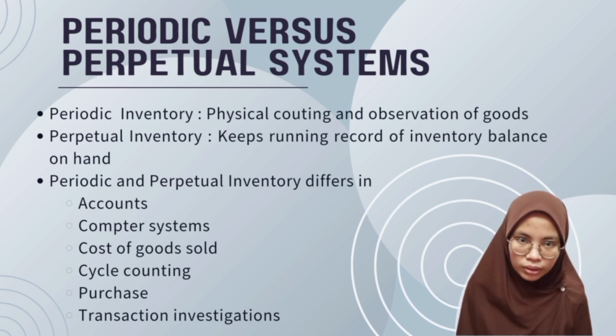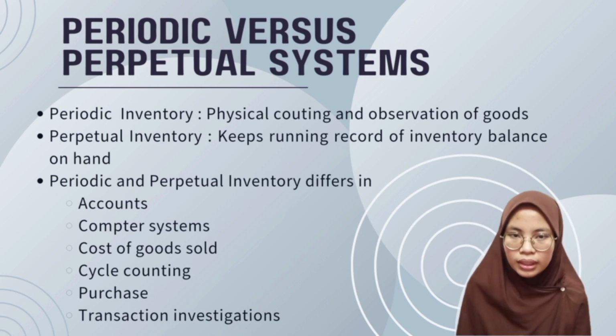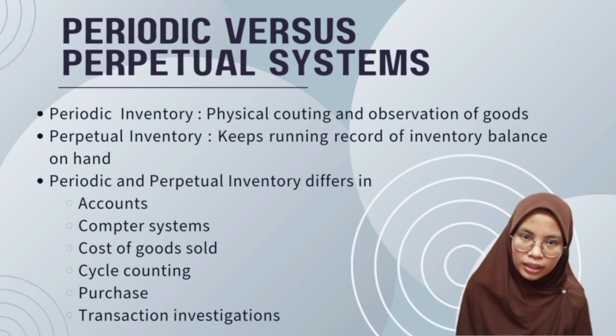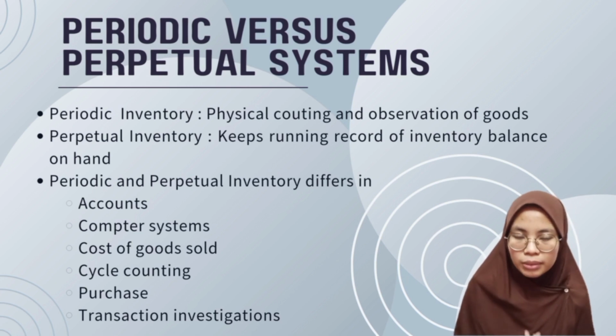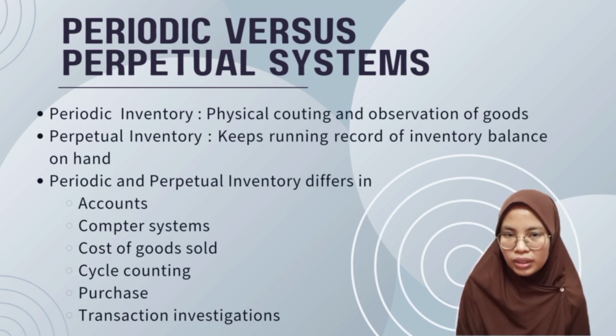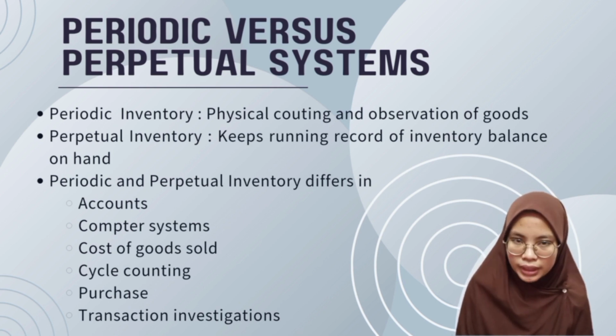First, account. Under a periodic inventory system, there is no cost of goods sold account entry at all in an accounting period until such time as there is a physical count, which is then used to derive the cost of goods sold. While under the perpetual system, there are continual updates to either the general ledger or inventory ledger as inventory related transactions occur. Next is computer systems.